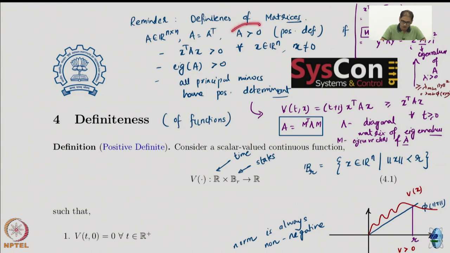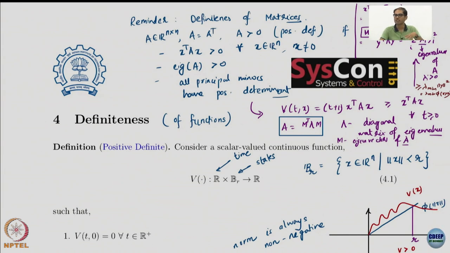Here, you have this notation, by the way. Whenever I use this notation, this means that the matrix is positive definite, because there is no idea of positivity of a matrix otherwise. So whenever I write A greater than 0, I am saying that the matrix is positive definite. You also know that it means that the quadratic form is always positive for non-zero x. You also know that the eigenvalues of A are always positive and all principal minors have positive determinant. We exactly looked at these three characterizations of positive definiteness of matrices.